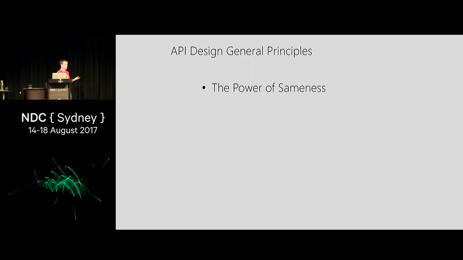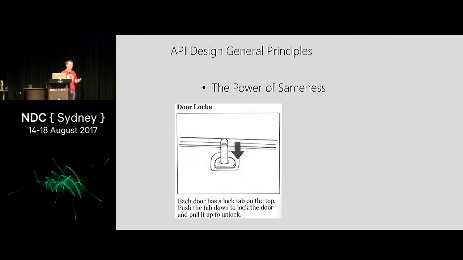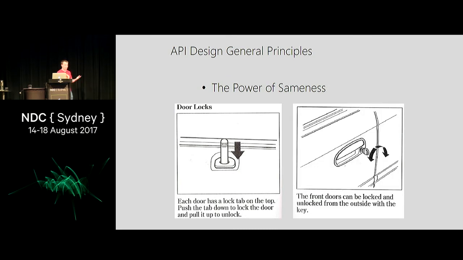So a real-world example of this: when you sit down to drive a new car, do you need to read a manual about how the door works? Like locking and unlocking. Every car is pretty much exactly the same. There's probably exceptions, but for 99% of cars, the way the doors work, locking, unlocking, is exactly the same. You don't really need to read a manual when you rent a new car. So this is the power of sameness.